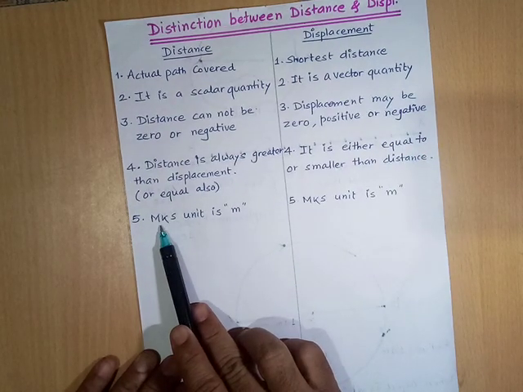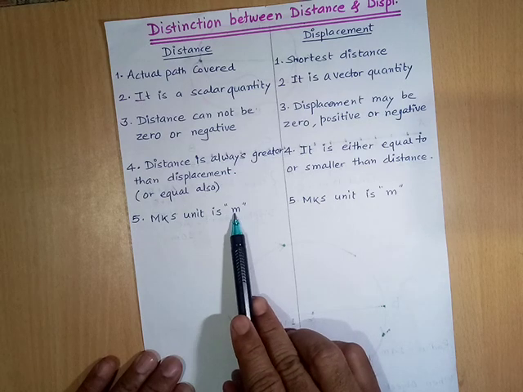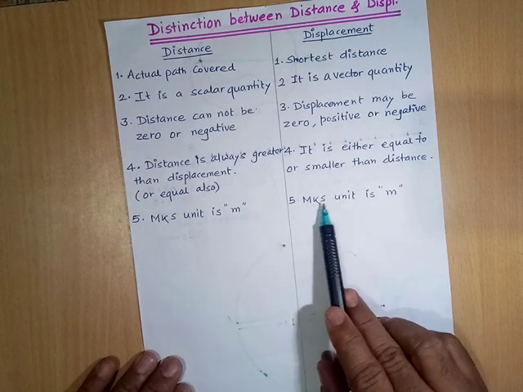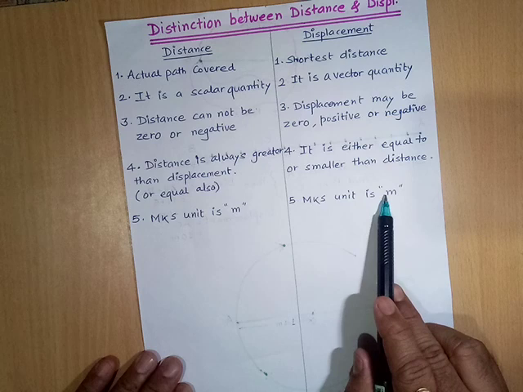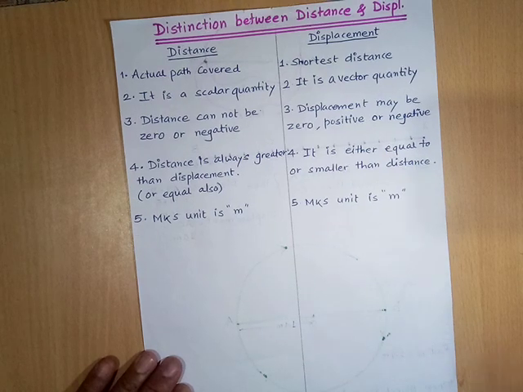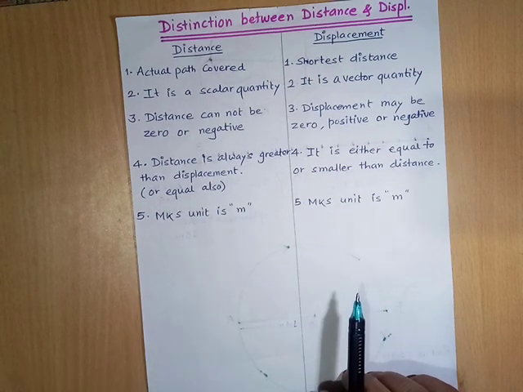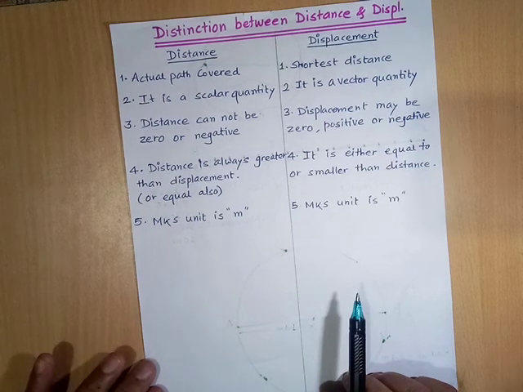In the MKS unit system, the unit for distance is meter, and the unit for displacement in the MKS system is also meter. So here ends our part 3, and the distance and displacement concept is also over.